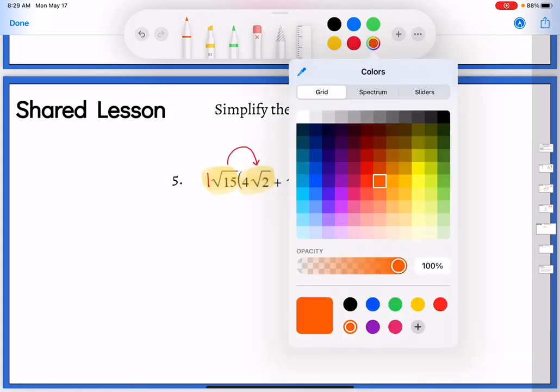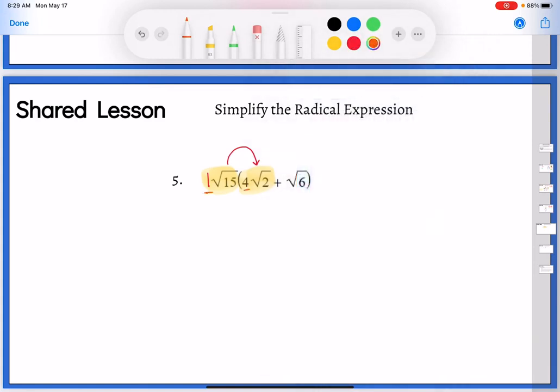So we say, okay, outsides times outsides, 1 times 4 gives me 4. Insides with insides, square root of 15 times the square root of 2, again, sorry about the bell, 15 times 2 is 30, that's going to stay on the inside, right? Okay, I've done that distributing. Now I'm going to distribute to the next one.